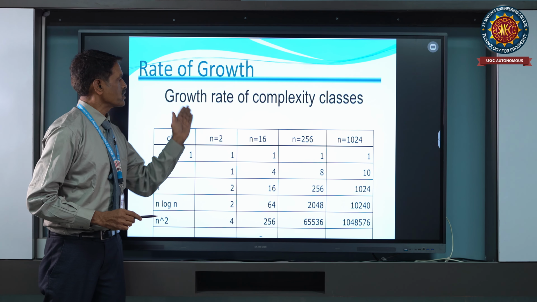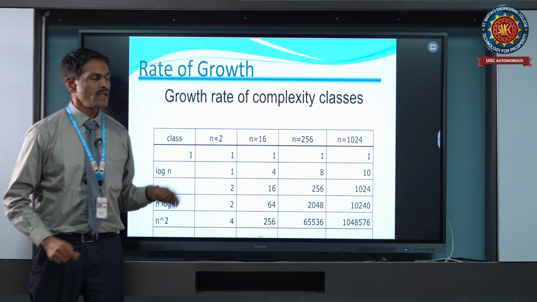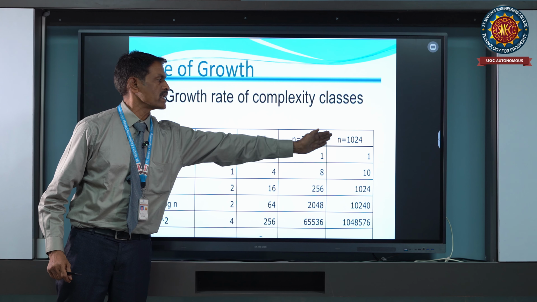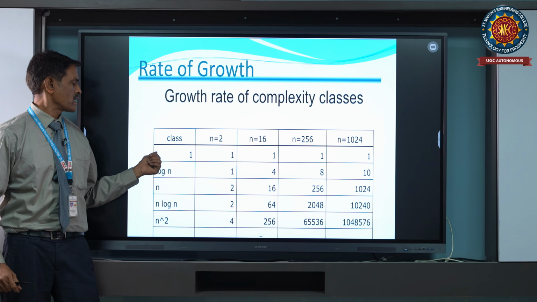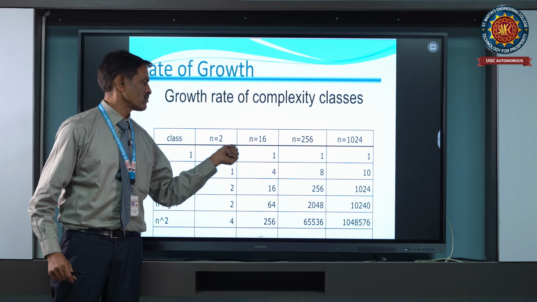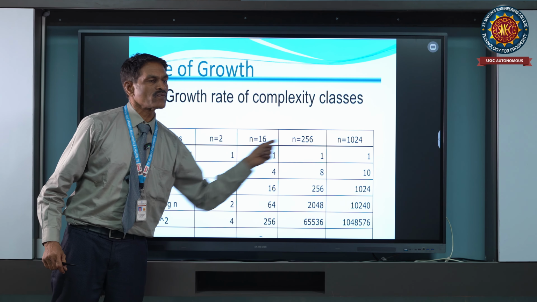So here the growth rates of complexities are given. Here the classes are n equal to 2, n equal to 16, n equal to 256, n equal to 1024. And here the constant is 1, that is 1 to the power of anything, it is always 1 that we will get.